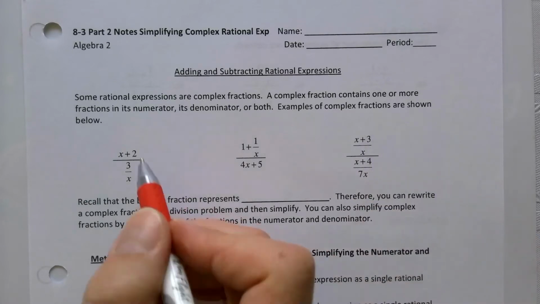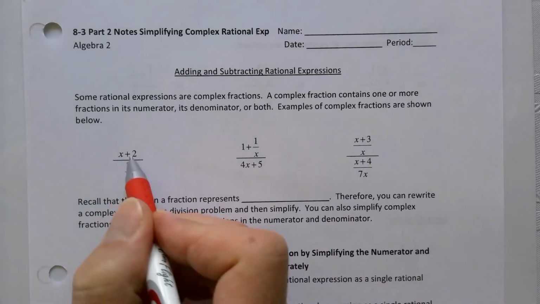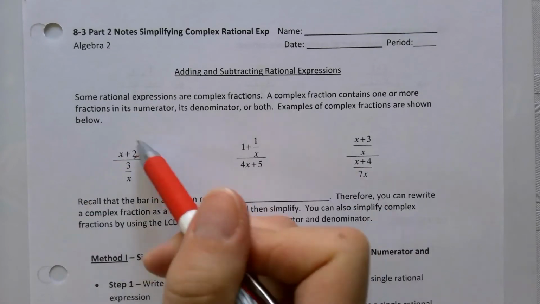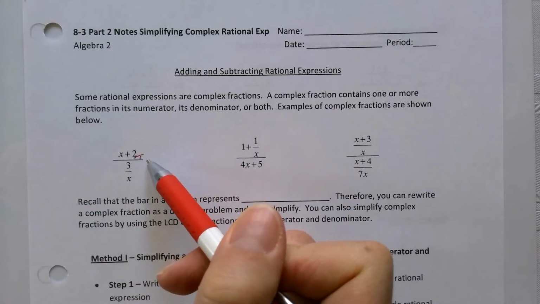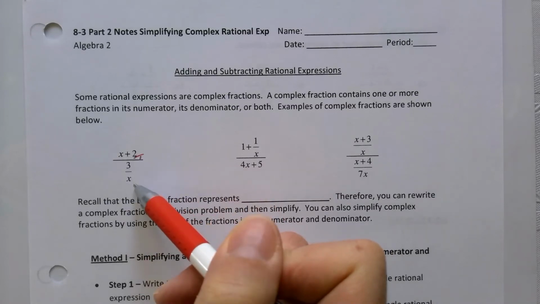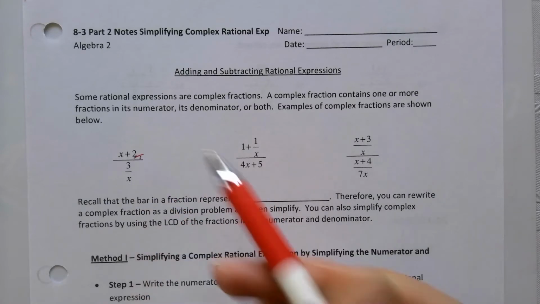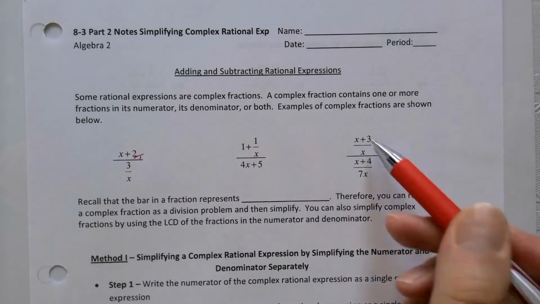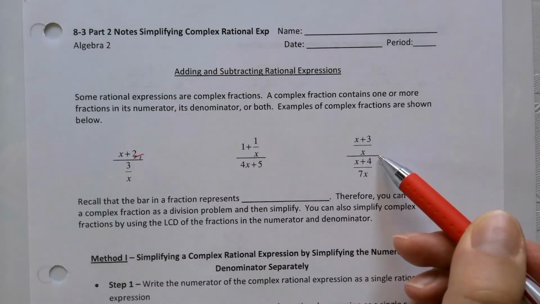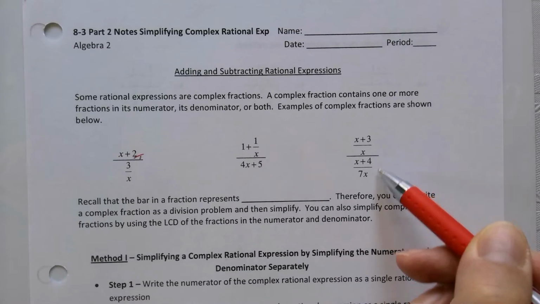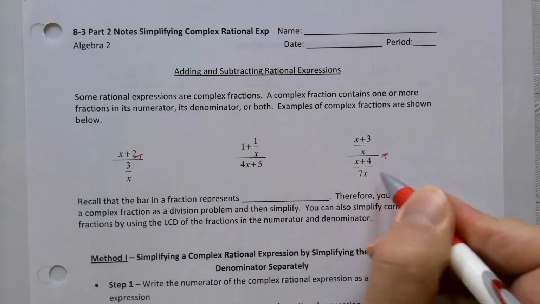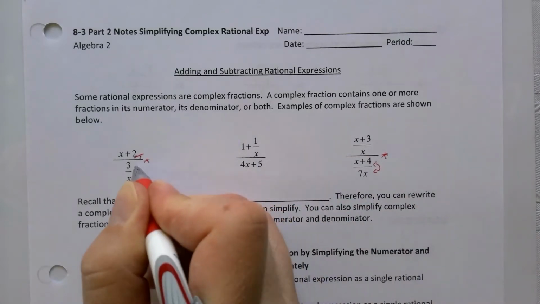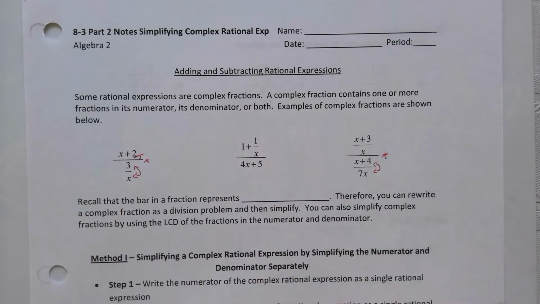So when I look at this problem, I see the x plus 2. I want to picture this over 1. And so I have this x plus 2 over 1, and then I would multiply by the reciprocal of x over 3. So this problem we've already done. Same thing with the last problem. We have this numerator, and we would multiply by the reciprocal here. And same thing here, we'd multiply by the reciprocal. And then we'd be able to cross cancel.